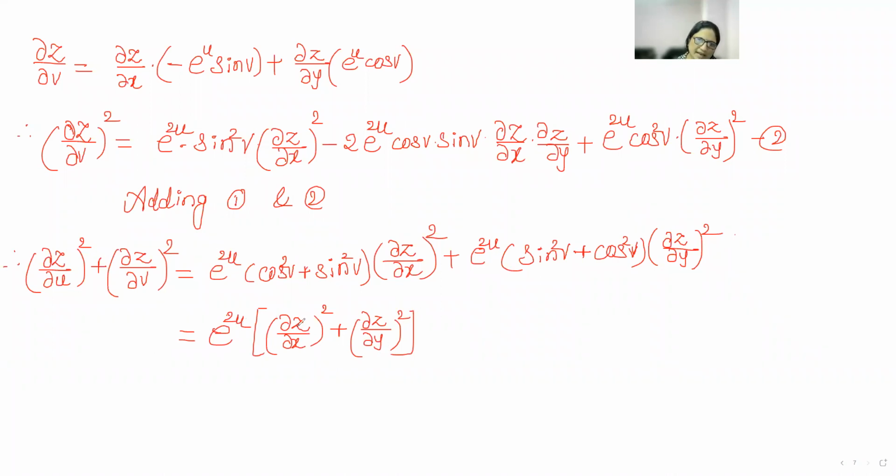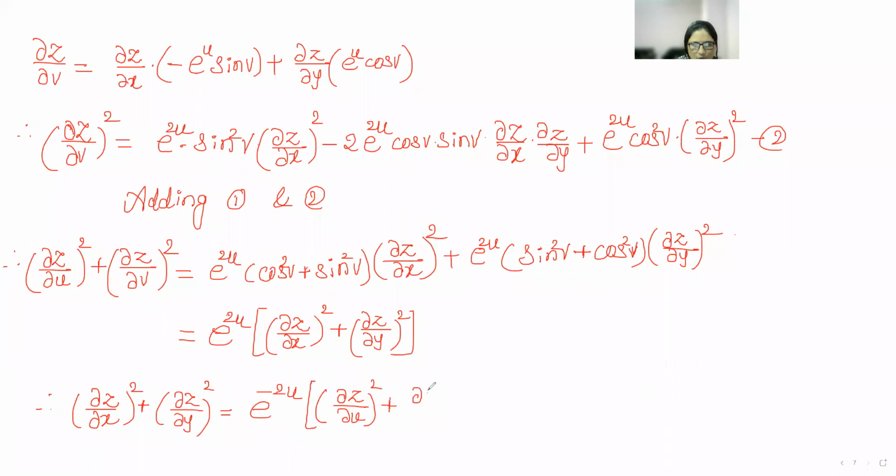Therefore dou z by dou x bracket square plus dou z by dou y bracket square is equal to, now we are shifting this term to the LHS, it will be 1 upon e raised to 2u, so it is e raised to minus 2u into, in bracket, dou z by dou u square plus dou z by dou v square. Hence the proof.